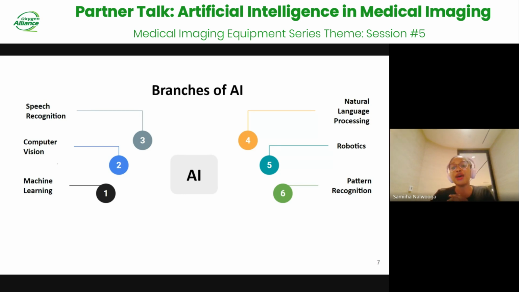Then we also have another aspect called pattern recognition, the ability of computers, once given data, to analyze and recognize the patterns in the data. Then they can give us a prediction. So those are the different branches of artificial intelligence.